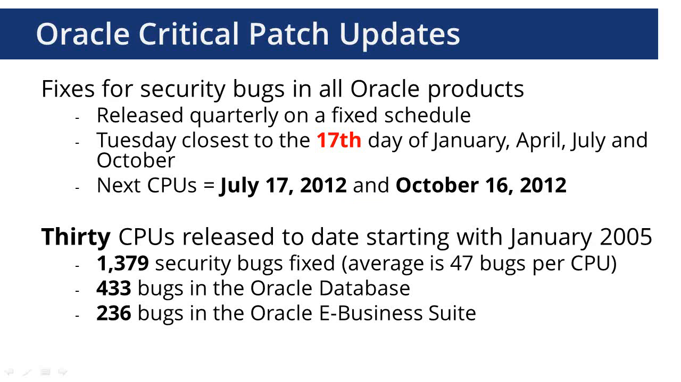The reason they moved to a quarterly cycle was that prior to that they were releasing them ad hoc, so you had no idea when they'd come out, and you couldn't fit the schedule into your patching cycle. So 6 years ago they moved to a very fixed, rigid schedule for releasing CPUs. There have been 30 CPUs to date, starting with January 2005, fixing an astounding 1,300 security bugs. And there are 433 security bugs fixed in the Oracle database in those 30 CPUs. We're going to look at 3 of those in detail. But first I'll break down those 433 security bugs to give you more information about which types of bugs are fixed most often.